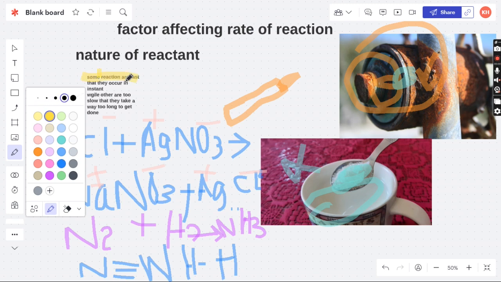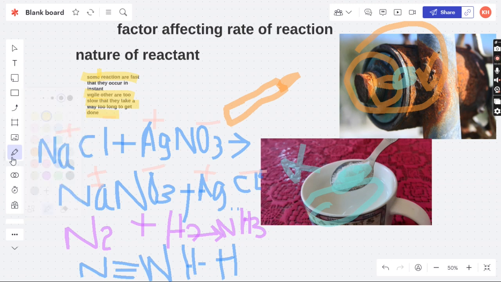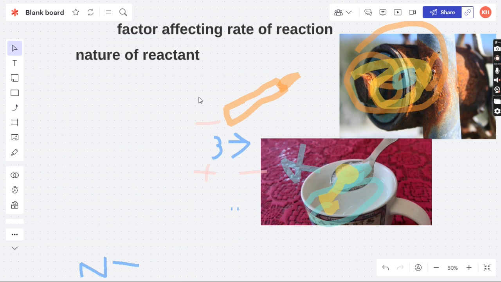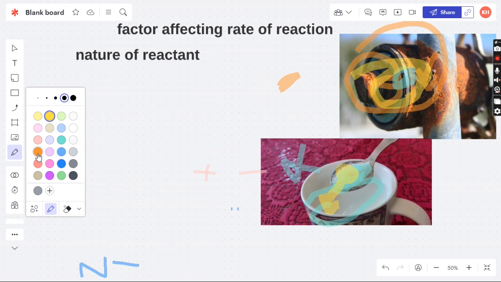So some reactions are fast and occur in an instant, while other reactions are so slow that they take way too long to get done. Yeah, so we are done with the definition. You can see the example here: adding sugar into milk, it takes little time to dissolve, while the rusting of iron takes way too long to get done. So its rate of reaction is so fast and furious. Right. So let's discuss the next factor, the rate of reaction.